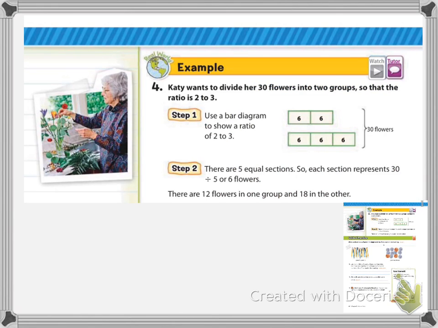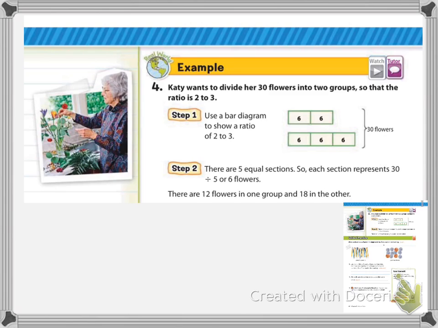Okay, so let's turn the page, and this is on page 22 now. So this one's our last one that we're going to be working on. In this next example, it says Katie wants to divide her 30 flowers into 2 groups so that the ratio is 2 to 3.